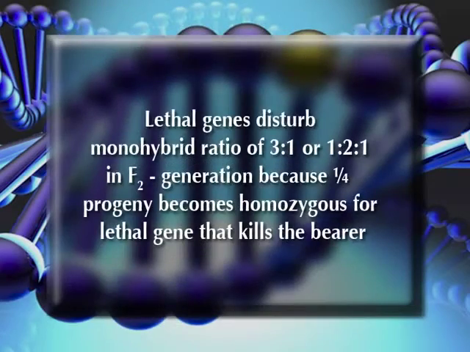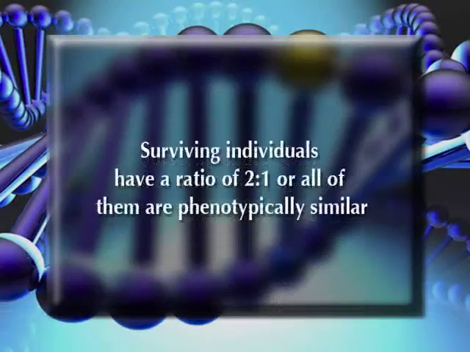Lethal genes disturb the monohybrid ratio of 3:1 or 1:2:1 in the F2 generation because 1/4 of the progeny becomes homozygous for the lethal gene that kills the bearer. The surviving individuals have a ratio of 2:1 or all of them are phenotypically similar.